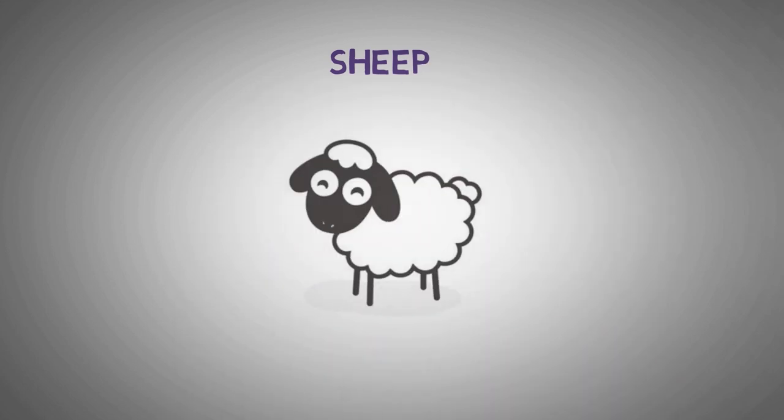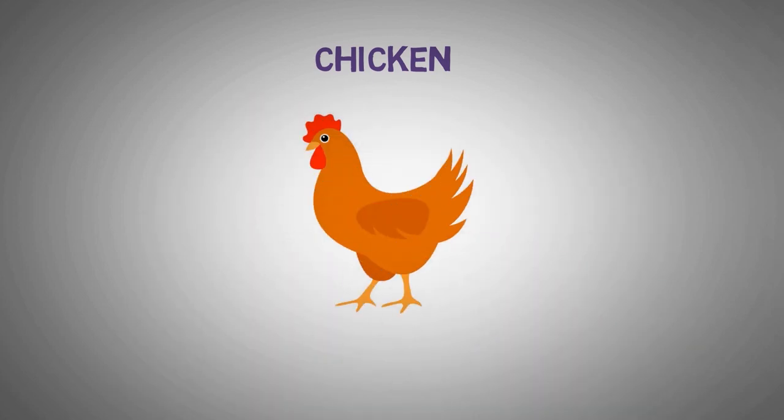Sheep. They used dogs to drive the sheep into a pen. Chicken. We're having fried chicken for dinner. Dove.